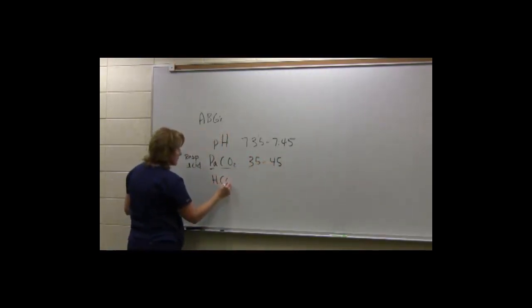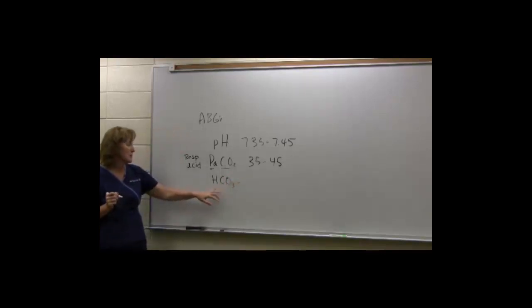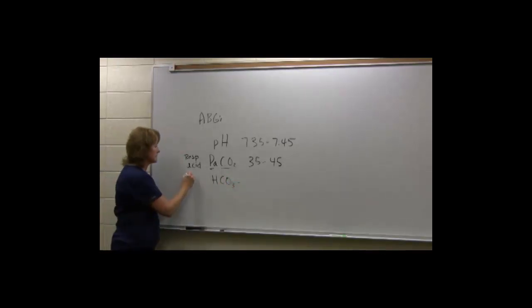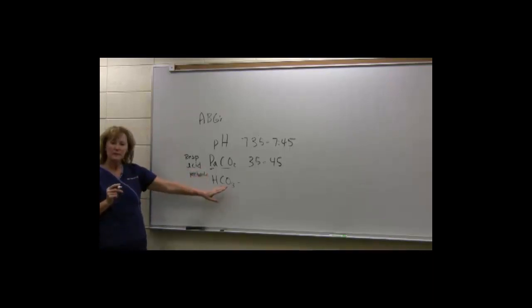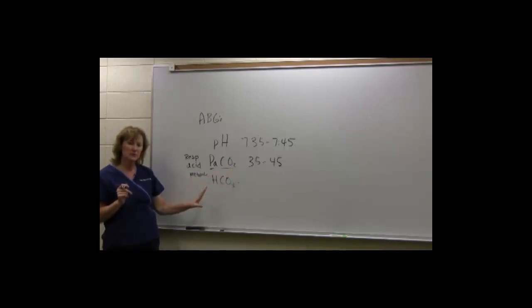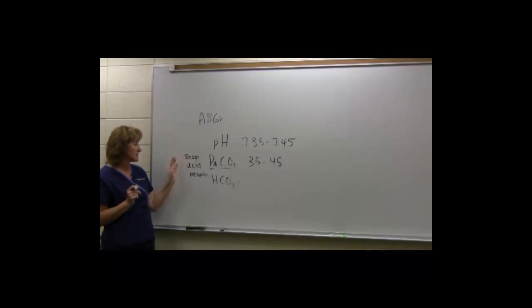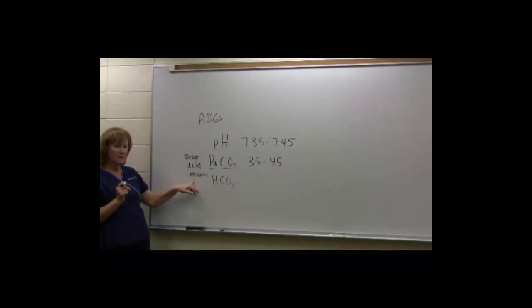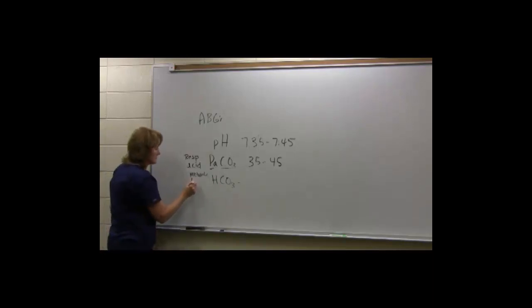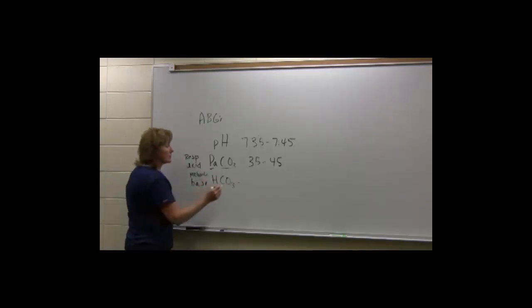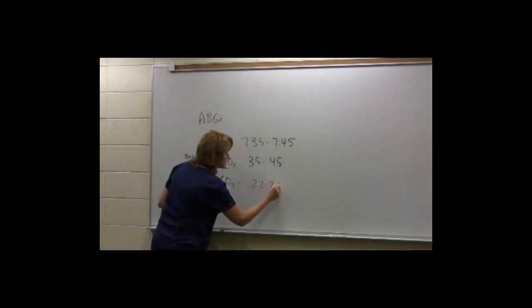The next parameter is my bicarb, my HCO3. My bicarb is my metabolic component. Bicarb is made and retained or excreted by the kidneys. It takes longer to be produced and to be managed to change the pH than our breathing. So we can breathe faster or breathe slower, quicker, obviously, than we can make new bicarb and retain that or excrete that. This is my metabolic component. It's my base. Okay, the normal range is 22 to 26.